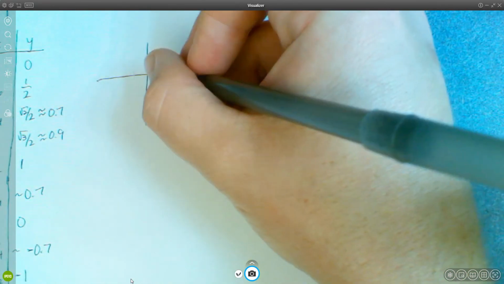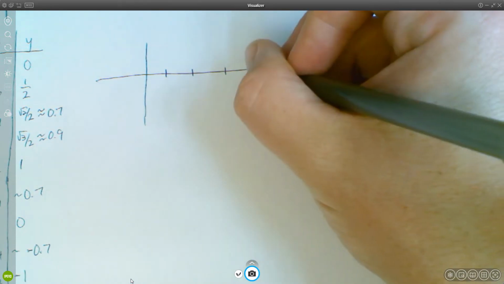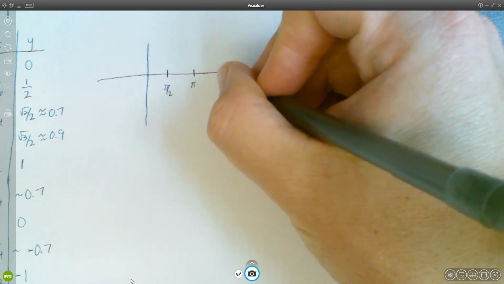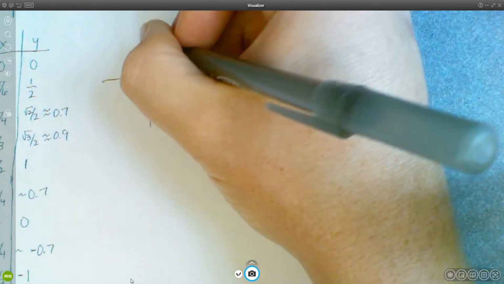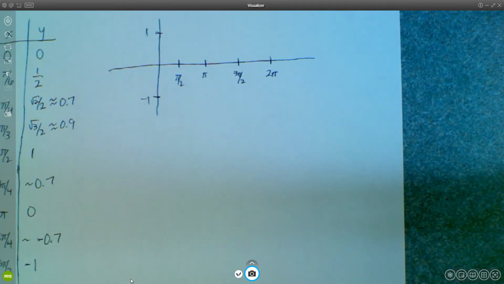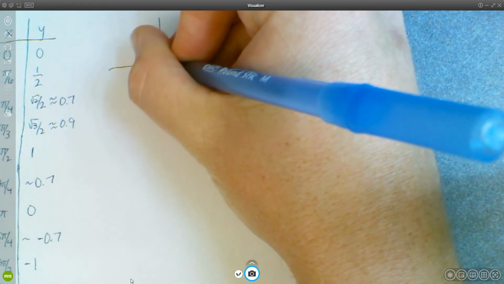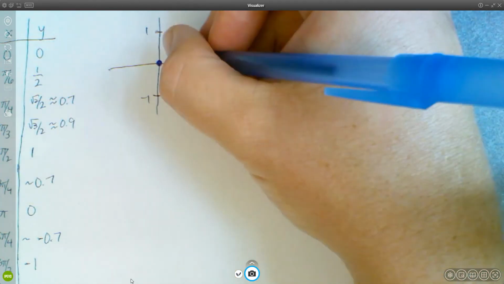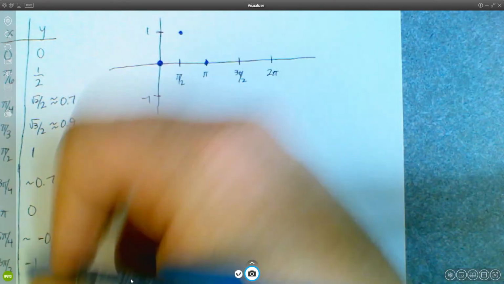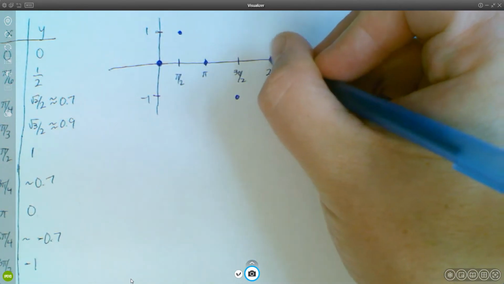So I'm going to mark on here pi over 2, pi, 3 pi over 2, and 2 pi. And we can put 1 and negative 1 on there. And then we can plot some points, right? So we know that at 0, y is 0. When x is pi over 2, y is 1. When x is pi, y is 0. When x is 3 pi over 2, y is negative 1. And when x is 2 pi, well, then we end up back at 0.